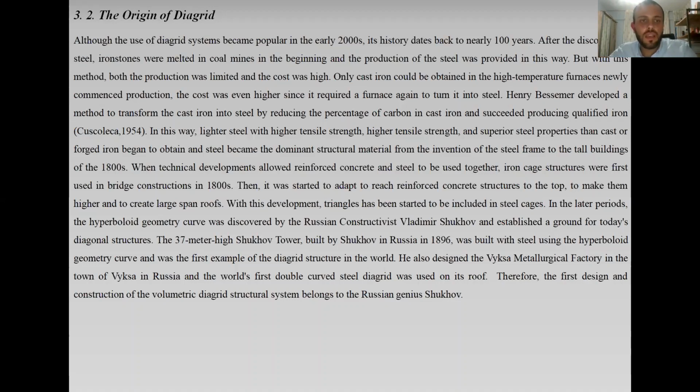1800s. When technical developments allowed reinforced concrete and steel to be used together, iron cage structures were first used in bridge construction in the 1800s.